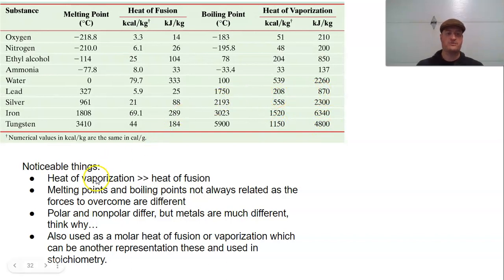But again, some noticeable things: vaporization is always higher than the heat of fusion. They're related, but they're not always the same ideas, and when you have liquid metals, those act differently than solid metals. Polar and nonpolar differ, but metals are very different. Also use the molar heat of vaporization if it gives it to you. Again, I use these gram ones because they're a little quicker, but on the test they can give you molar ones as well.